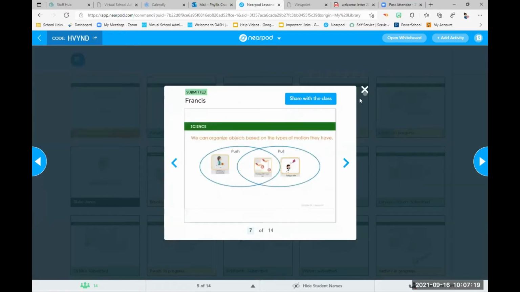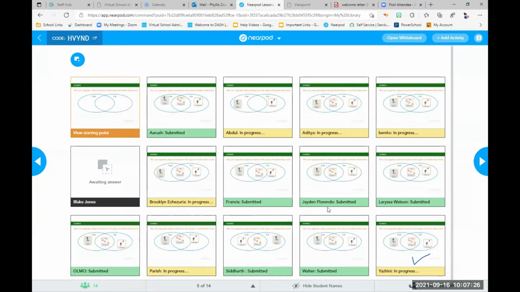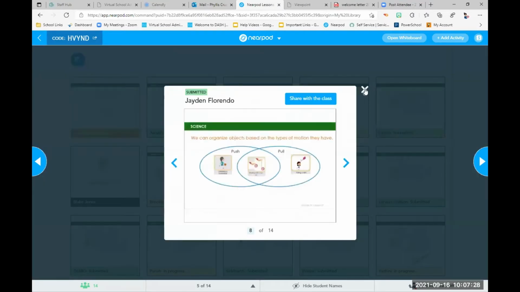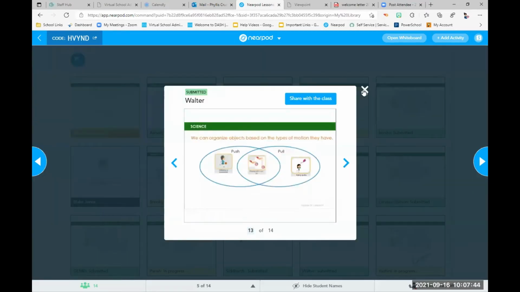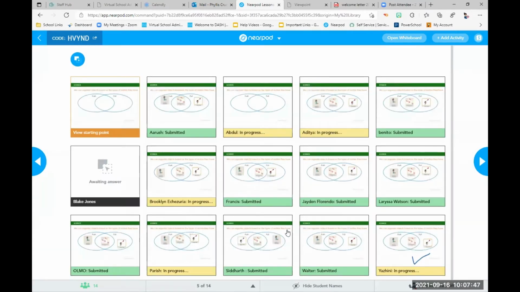Let's look. Oh yeah, Francis, I see it. Pushing the ball, pulling the kite, and the yo-yo does both. And we saw Jaden's. Yes, very awesome. Larissa, wonderful. Let's look at Almost. Yep, I agree. And see Darth. Yep, absolutely. Walter, fabulous. And let me see, a couple people are still working on it, but that's true.